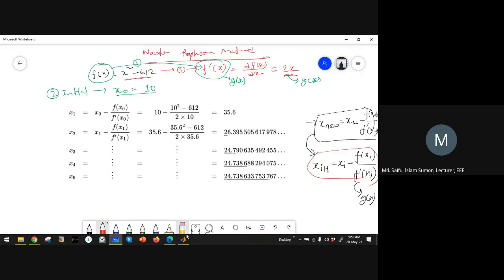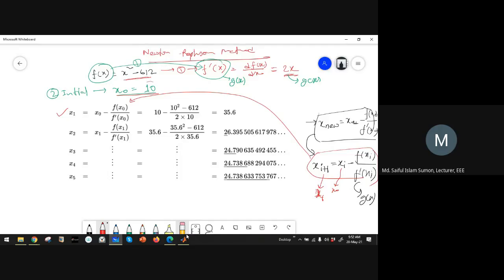Now x0 was found by me. So how am I going to find x1? I will simply put this equation here. If I put x1 here, then i is 0 here, isn't it? So x1 is x0 minus f(x0) divided by f prime of x0.